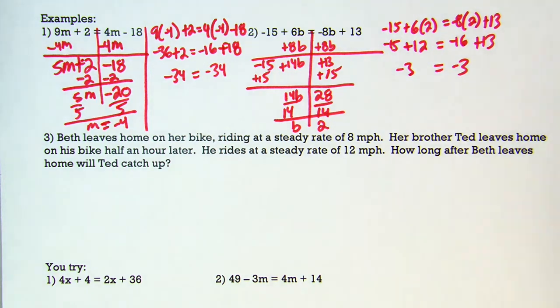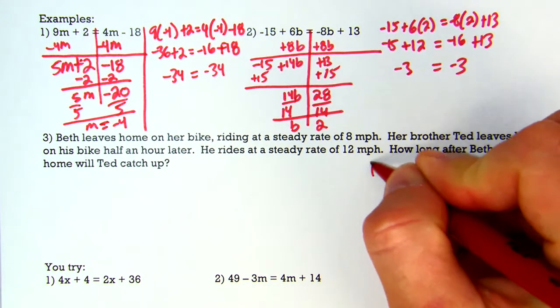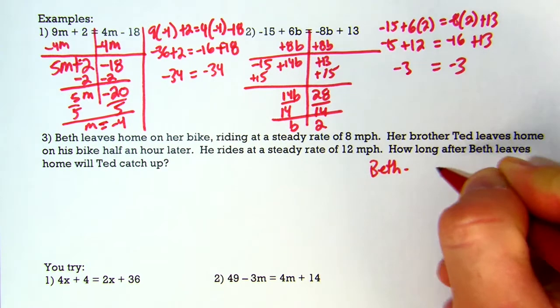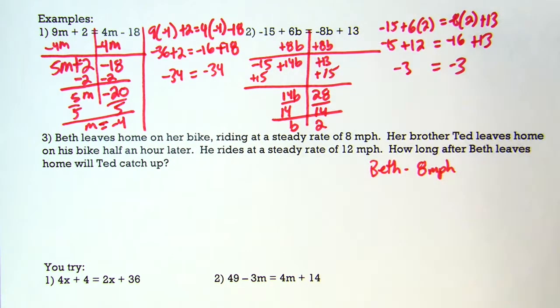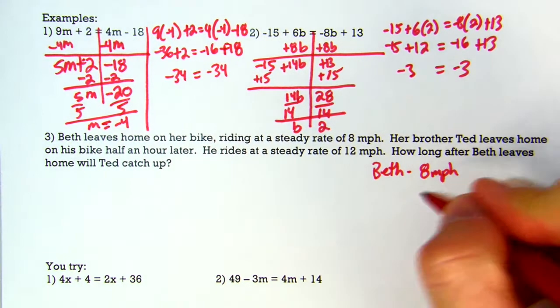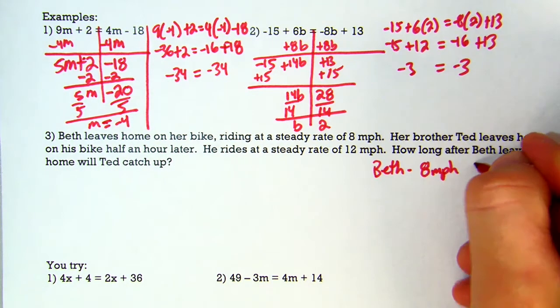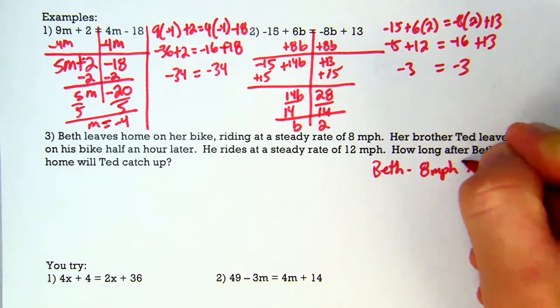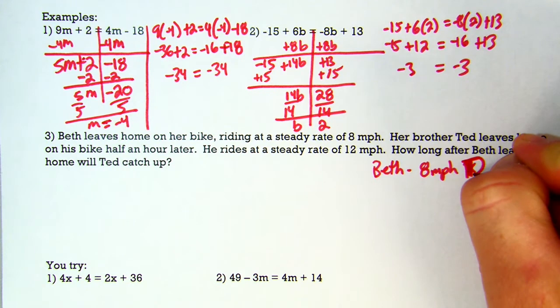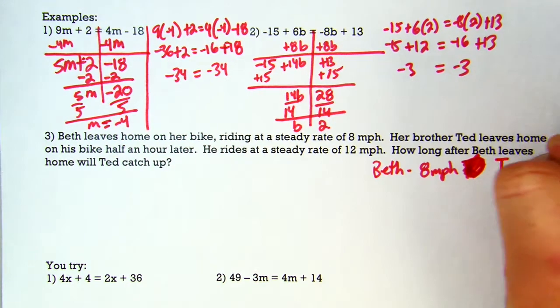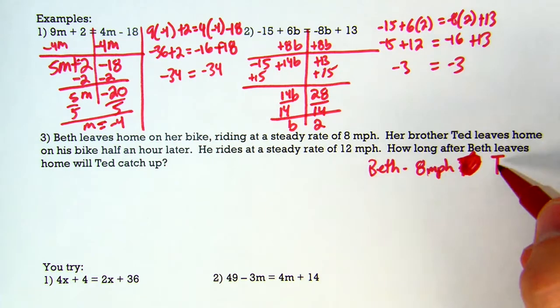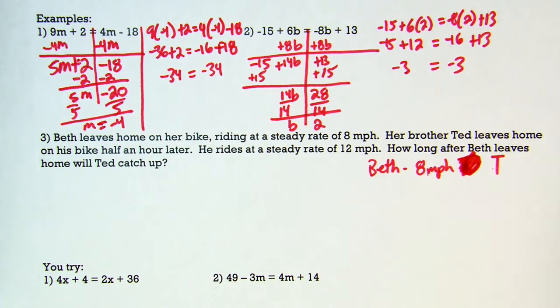Okay. So we're going to go ahead and say Beth. She travels at 8 miles per hour. And she's going to leave home. And it's going to take her a certain amount of time until Ted catches her. Okay. So in the end, Ted and Beth are going to ride the same amount of distance. We're just trying to figure out how long it takes them to ride that distance. So we're going to give Beth a variable of, let's do t for time. Because it's how fast they're going times how long it takes them.